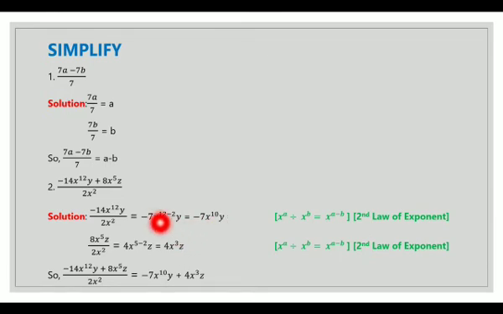In the second part similarly, 2 fours are 8, so 4, x raised to 5 upon x raised to 2, which comes to be x raised to 5 minus 2. Again here I have used the second law of exponent. So x raised to 3 z. So the answer comes to be 4x cube z. So minus 14x raised to 12y plus 8x raised to 5z upon 2x square, the answer comes to be minus 7x raised to 10y plus 4x cube z.